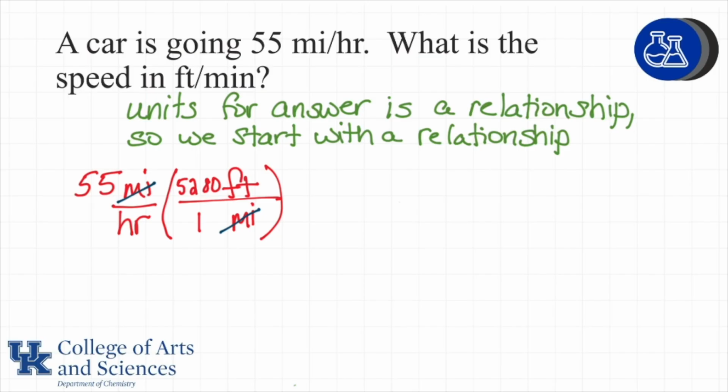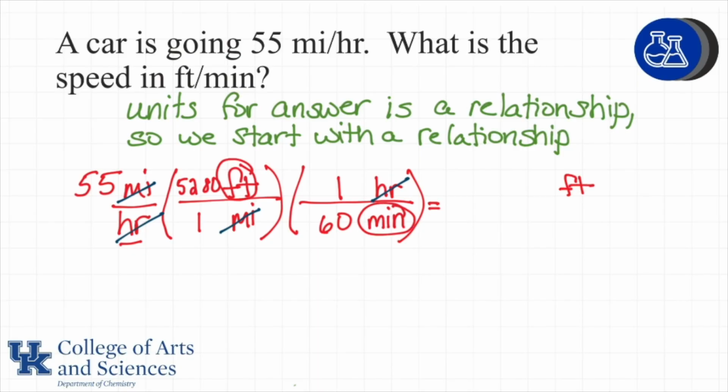I have hours in the denominator. So I'm now going to set up the fraction, but hours is going to go in the numerator because it's in the denominator in the original step. I need to have it in the denominator so they'll cancel out. And I know a relationship between hours and minutes, so I can put in those numbers. Then I can cancel hours with hours. Now when I look at what units are left, I see I've got feet per minute. When I do the math, I get 4,840 feet per minute.